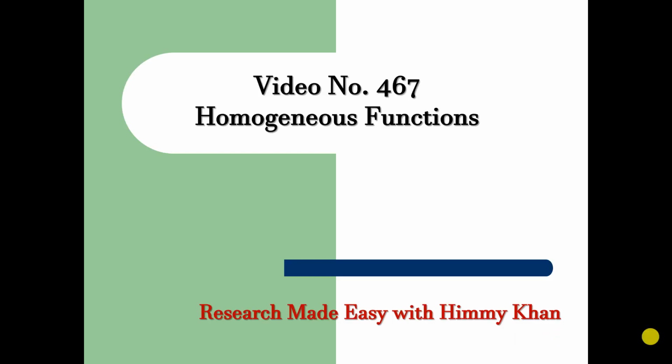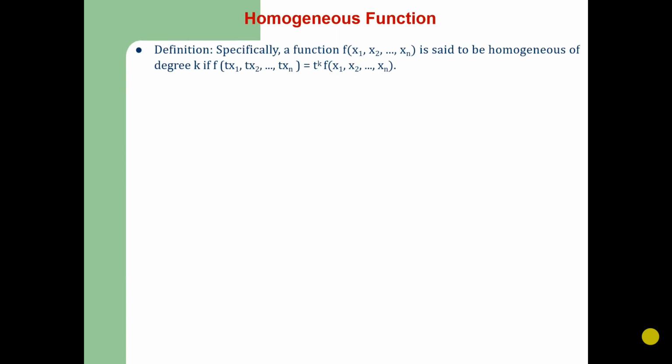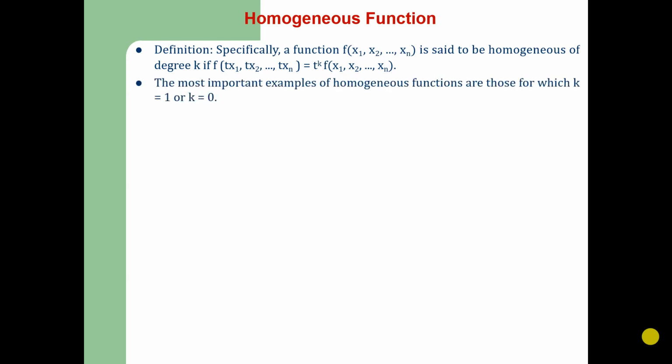In today's video, I'm going to introduce homogeneous functions, and I'll start with the definition. Specifically, a function f of x1, x2 up to xn is said to be homogeneous of degree k if f of tx1, tx2 up to txn can be written as t raised to the power k times f of x1, x2 up to xn. The most important examples of homogeneous production functions are those for which k is either equal to 1 or k is equal to 0.